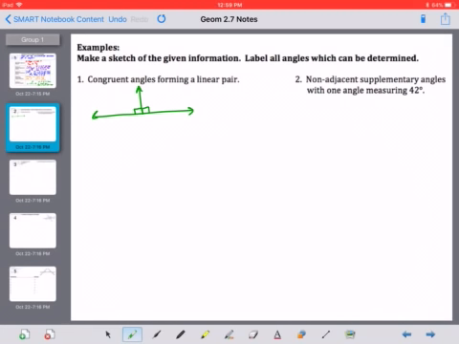Example 2, non-adjacent supplementary angles with one angle measuring 42 degrees. Let's start with this 42 degree angle. They can't be touching, so over here I have to make an obtuse angle. Those would add up to 180, so this would have to be 138 degrees. So those are non-adjacent and they add up to 180.